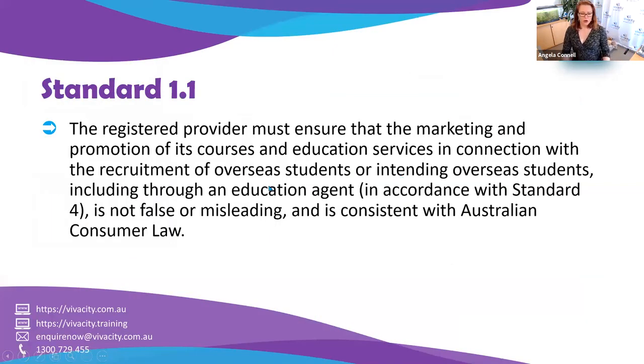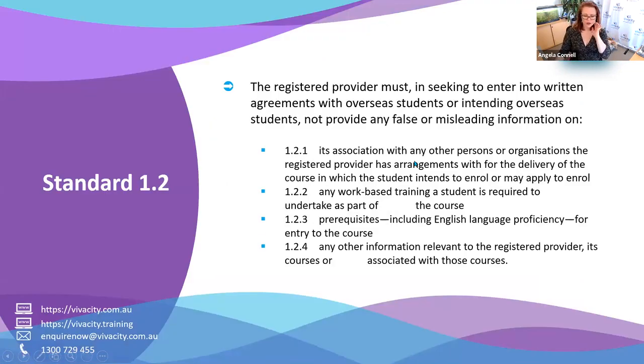Okay, standard 1.1 is the registered provider. So this is for CRICOS. The registered provider must ensure that the marketing and promotion of its courses and education services in connection with the recruitment of overseas students. So if you're using any third parties, including an education agent, you're making sure that you're still complying with the requirements of the standards for CRICOS. Within CRICOS, you also need to have a written agreement for your students when you're looking at enrolment. That's part of your materials. You would also have an international prospectus for your students, which needs to have additional information that is provided to the student prior to course commencement.